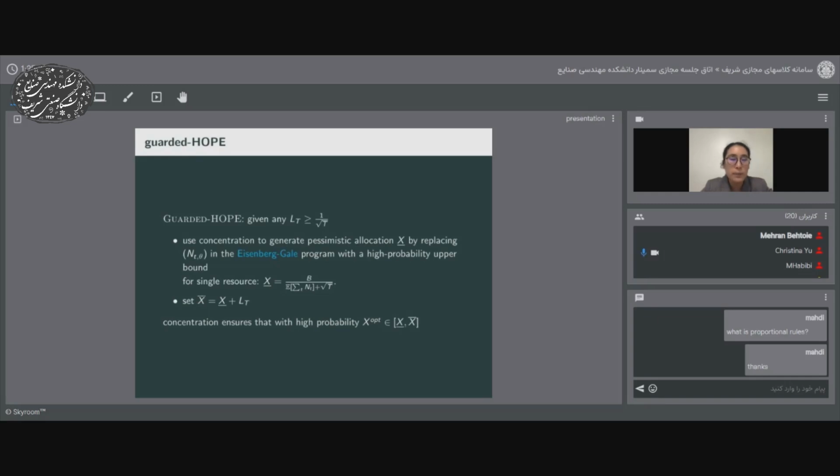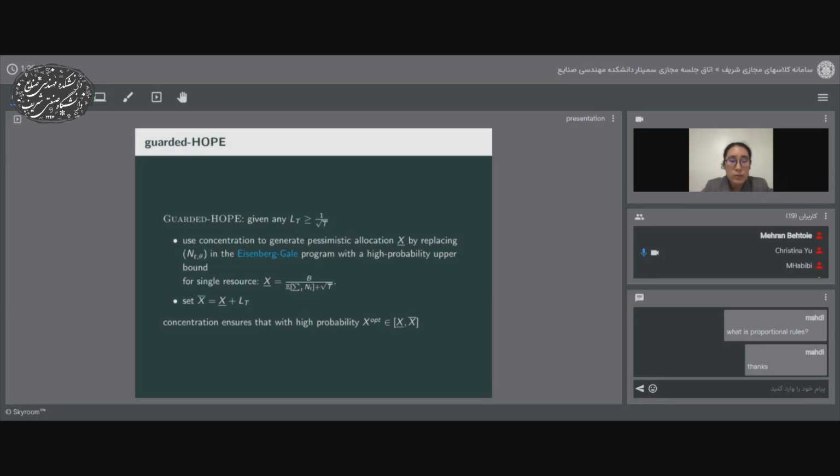And a key property that we would need to show is that, because of concentration of the demand in the single resource setting, with high probability this X opt, which is B over N, does lie within these two guardrails. And that allows us to guarantee the desired bound on delta NB.